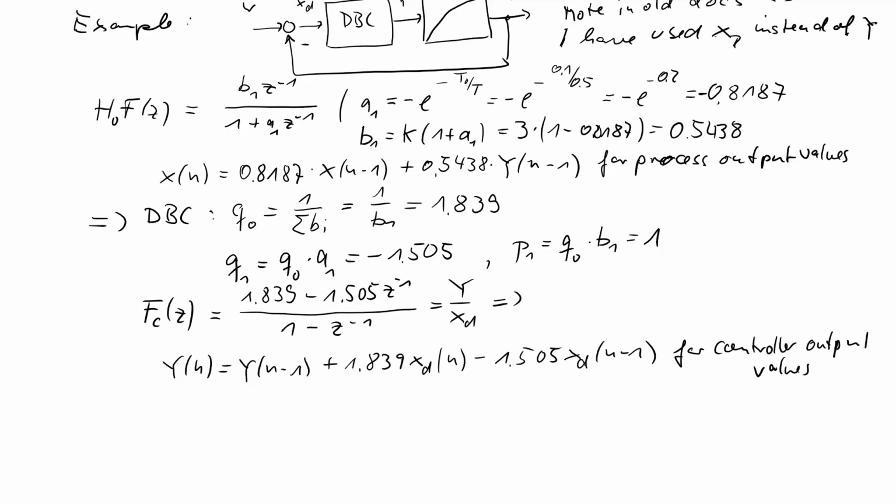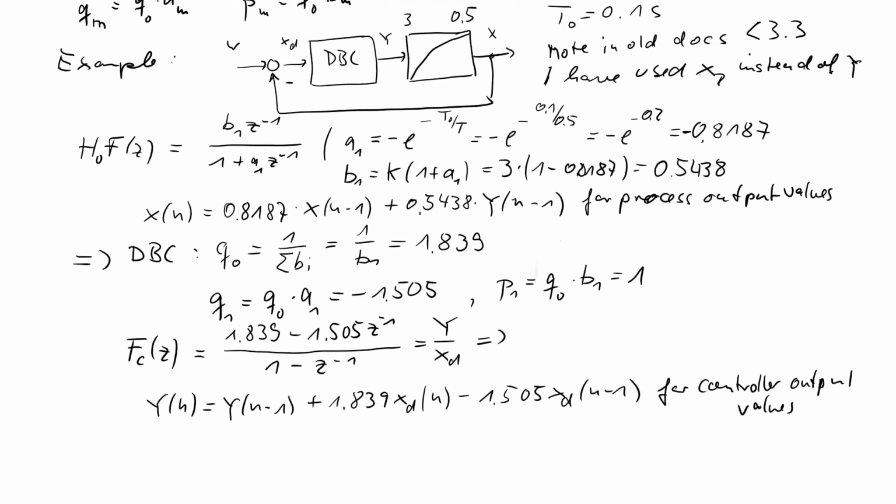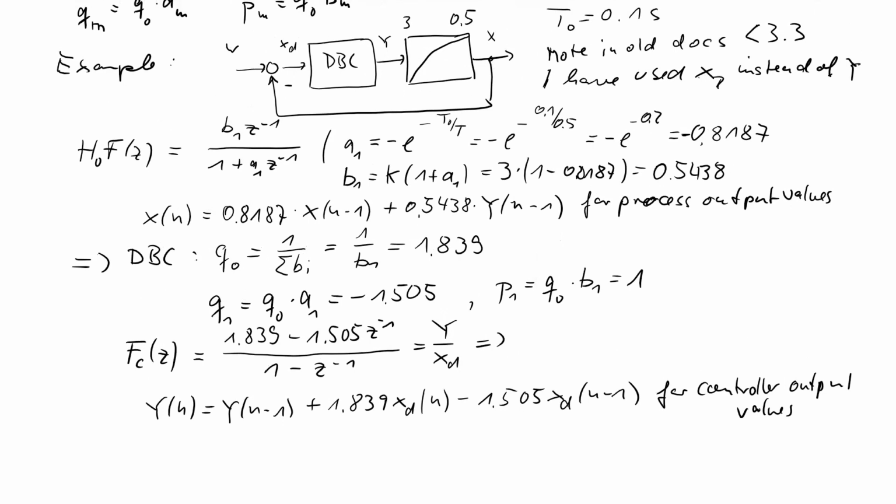Okay, now we have the possibility to calculate for each step the output values of the process and the output values of the controller, depending on the control difference here and the desired value here. So what we want to do is play with the closed loop system, calculating the reaction on a reference step, to get the reference step response of xd, y, and x.